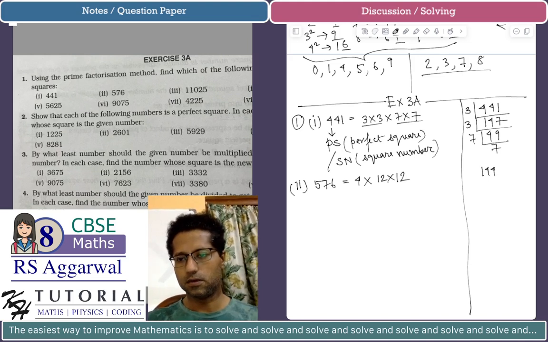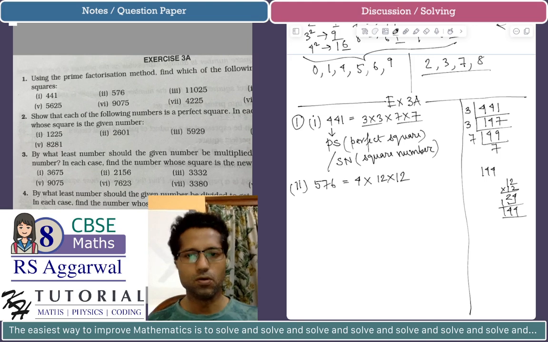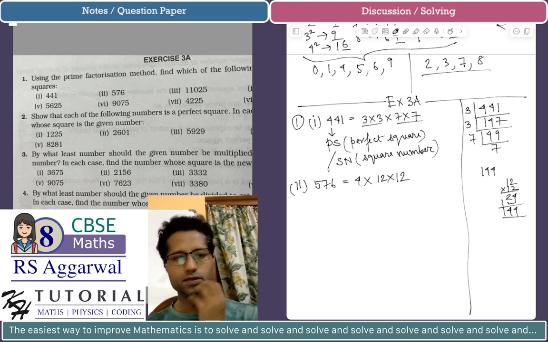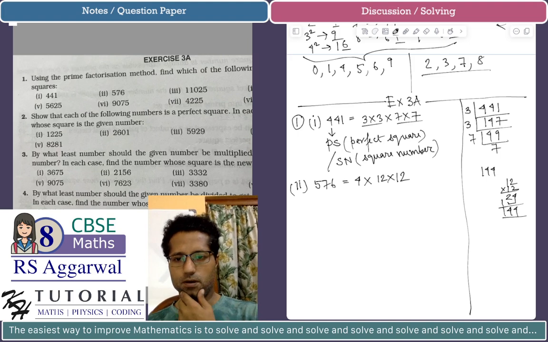I think it's 12 and 12. 24 and 12. Yes, this is 144. My machine is running very slow. This writing is very slow. Okay, so now clearly we can see.